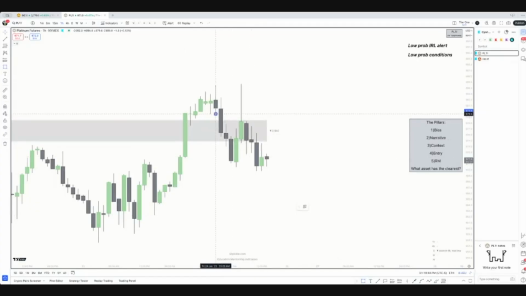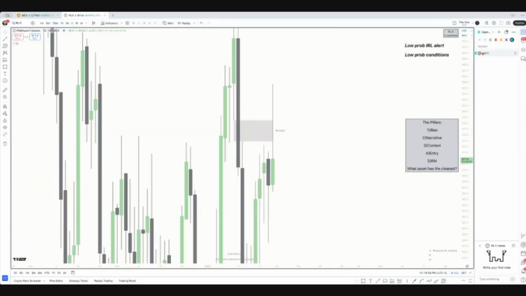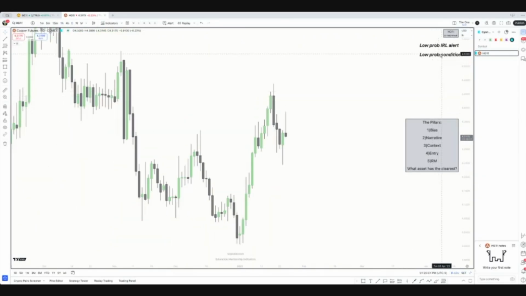Overall, just low probability conditions. You would have stopped that right there. Not something I would have taken. It's a bad trade. So that, simply put, is low probability conditions. Final example. Same thing: low probability IRL alert, low probability conditions.